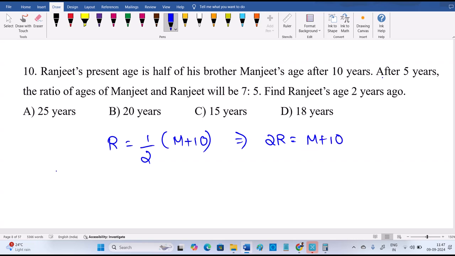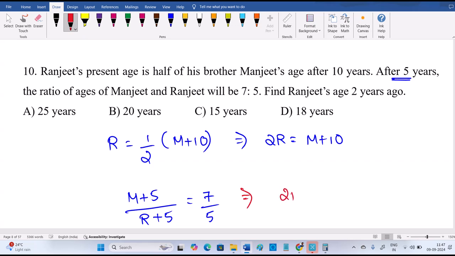Next, one more. After 5 years is given, that's common for both Manjit and Ranjit. So Manjit after 5 years, Ranjit after 5 years, the relationship is 7 by 5. Now you have two equations. You can convert Manjit in terms of Ranjit because you want Ranjit's age only. So I can write Manjit as 2r minus 10, plus 5, divided by r plus 5 equal to 7 by 5.